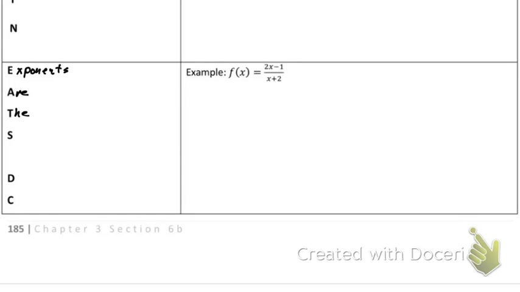Exponents are the same, then we're going to divide coefficients. Once again, you look at the powers on the numerator and the denominator. You notice they're both to the first power. So our exponents are the same. So for our horizontal asymptote, we're going to EATS DC.